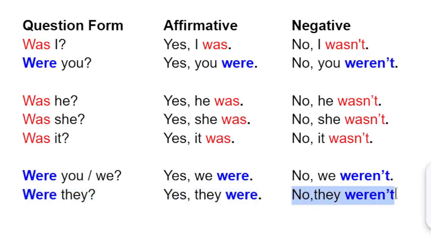No, they weren't. Please remember, the pronunciation of the verb was is with a Z sound. Was, and were tends to be long, not were, but were. And in the negative, wasn't and weren't.